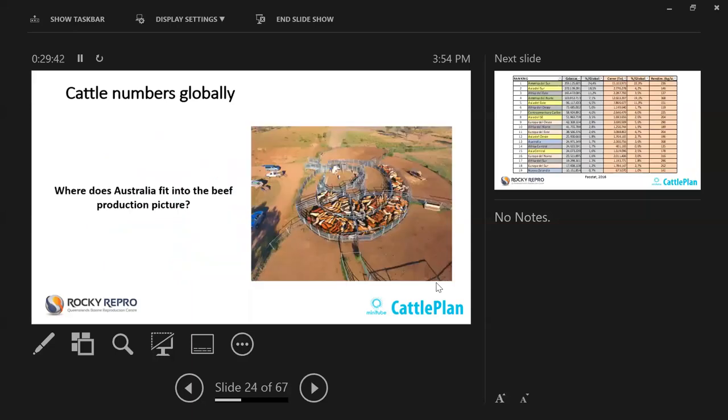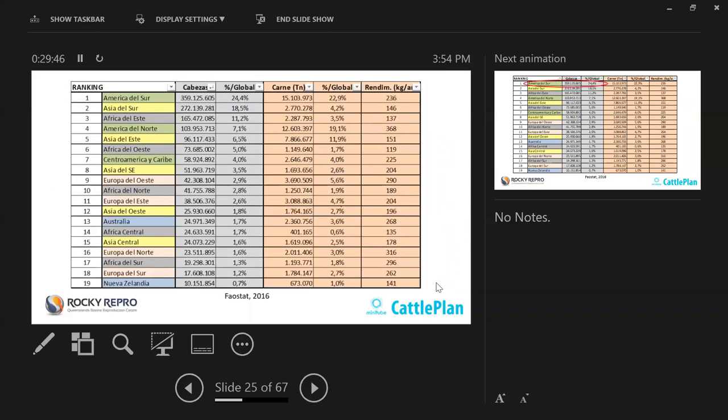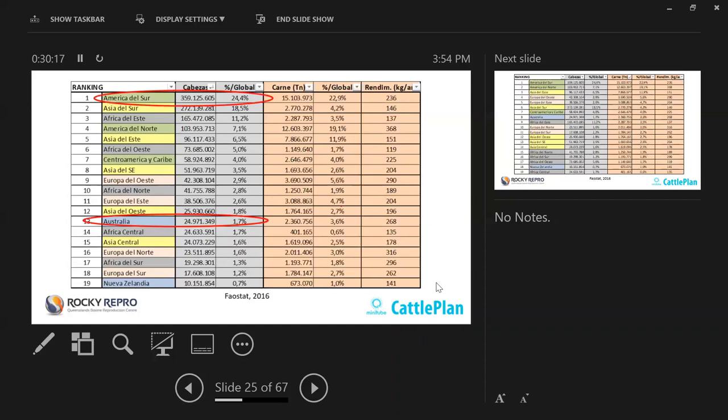So where does that fit into Australian beef production? That previous one was just all cattle, now this is just looking at beef. I have to apologise, these are in Spanish, I took it out of the Spanish presentation, but these are all the countries on the left-hand side of your screen. You can see South America sits at the top, and this is the number of head of beef cattle. So this is 359 million beef cattle in South America, 24.4% of the global population. And when we look at Australia, down here, these numbers are from 2016, so this has changed and in Australia it's dropped a little bit, but we sit at 24 million, so 1.7% of the beef market.